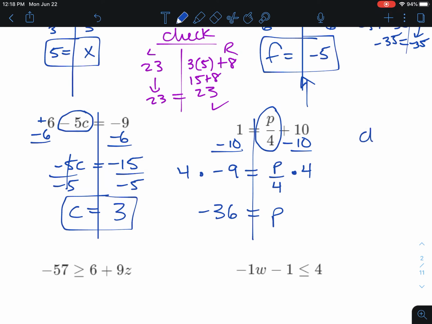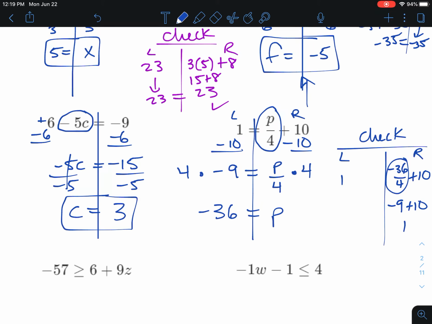Let's just check our answer for that one because it seemed a little weird. The left side, the right side. So the left side was 1. The right side is p over 4 plus 10. So negative 36 over 4 plus 10. Order of operations says to divide first, so negative 9 plus 10, which is 1. Both sides are 1. We did it correctly.